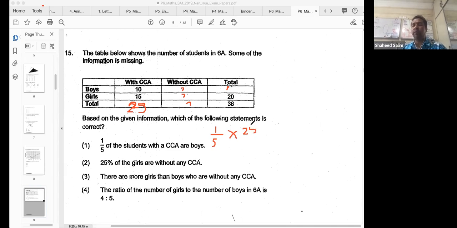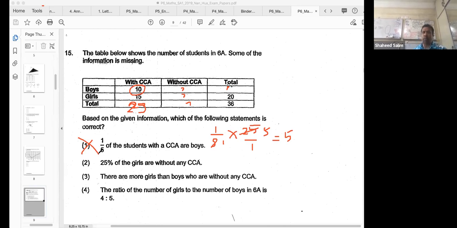So when we do 1/5 like that, what do we get? Divide by 5. 1 times 5 is 5. The answer is only 5. So what it's saying is 5 of the students with CCA are boys, but the boys have got 10. So this is wrong.